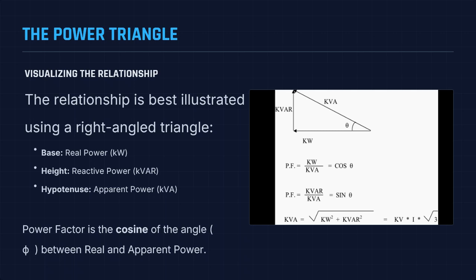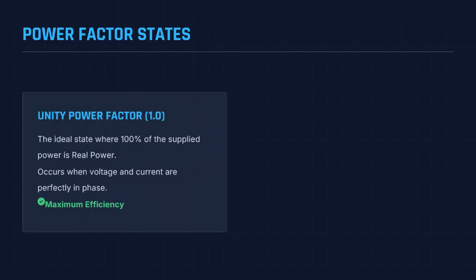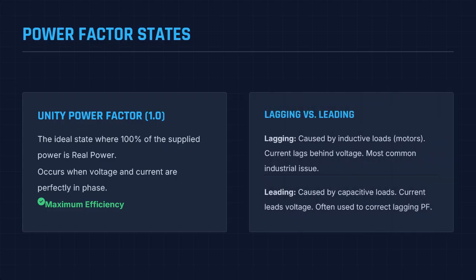Power factor states. Our target is unity power factor, or 1.0. This is the ideal state where 100% of the supplied power is being used for work. However, in most industrial settings, we deal with a lagging power factor. This is caused by inductive loads where the current lags behind the voltage. Conversely, capacitive loads create a leading factor, which we can actually use to our advantage.